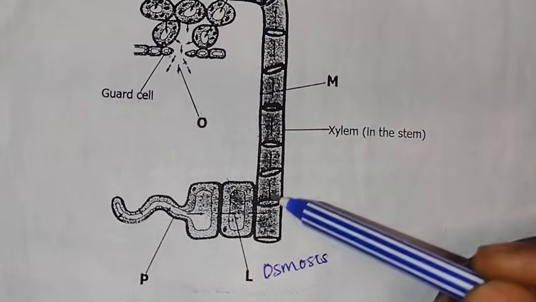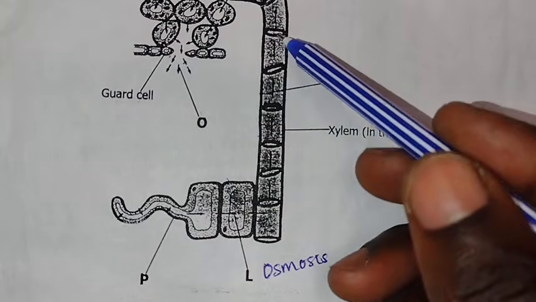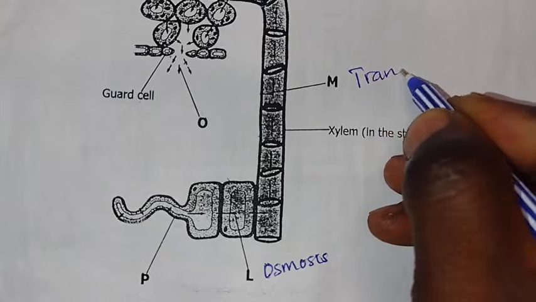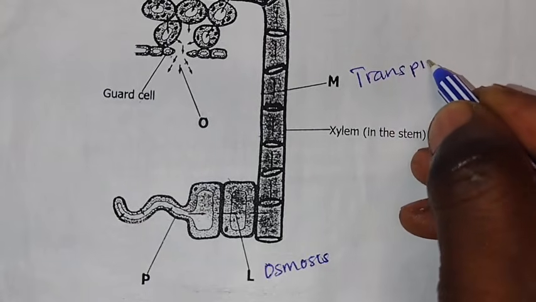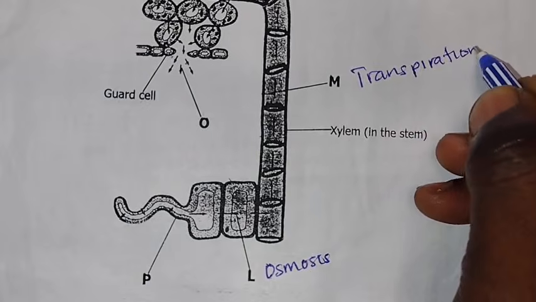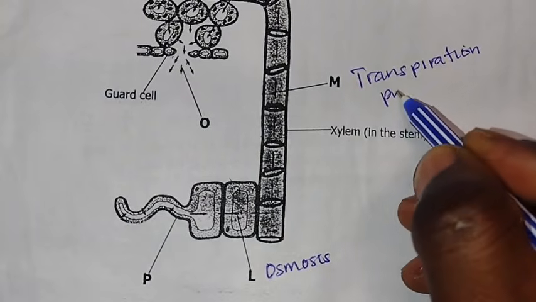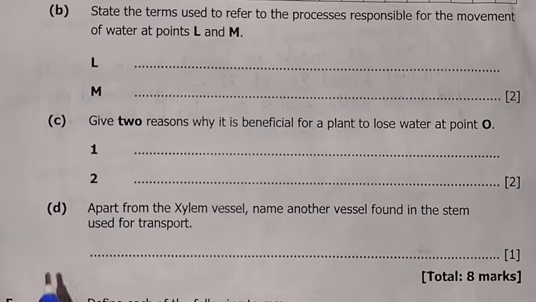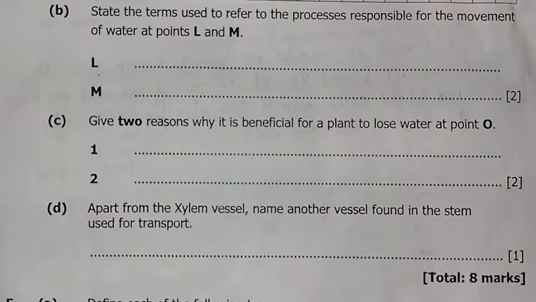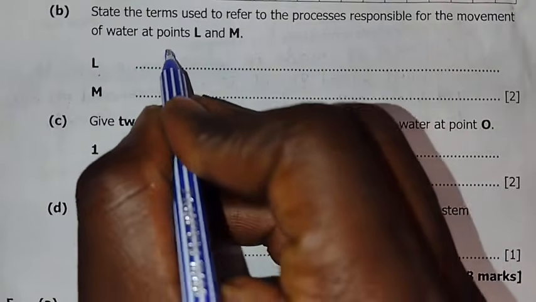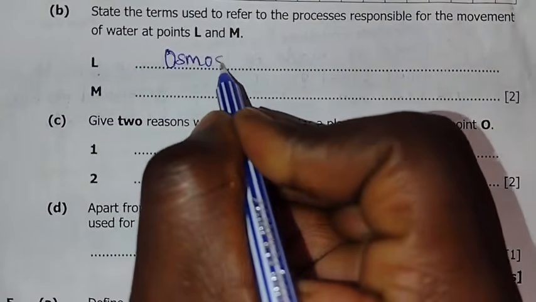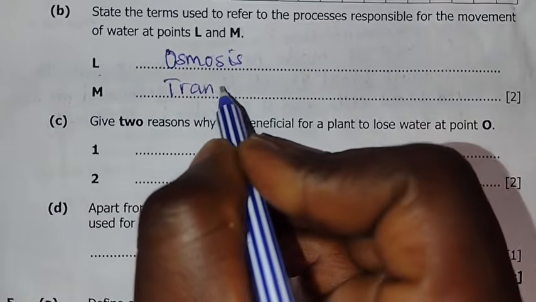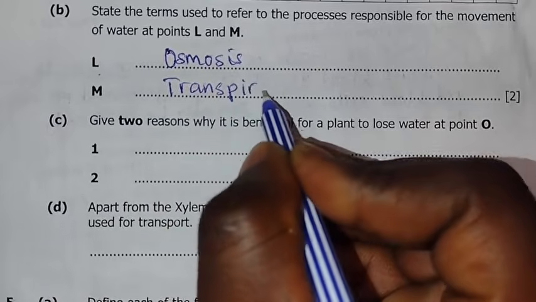Then at point M, water will start being pulled up through the process called the transpiration pull. Transpiration pull. So these are the two processes. So I can write our answer. Alright, so we have said at point L, water is going to move through the process of what? Osmosis. And at point M, water will move through the process of transpiration pull.